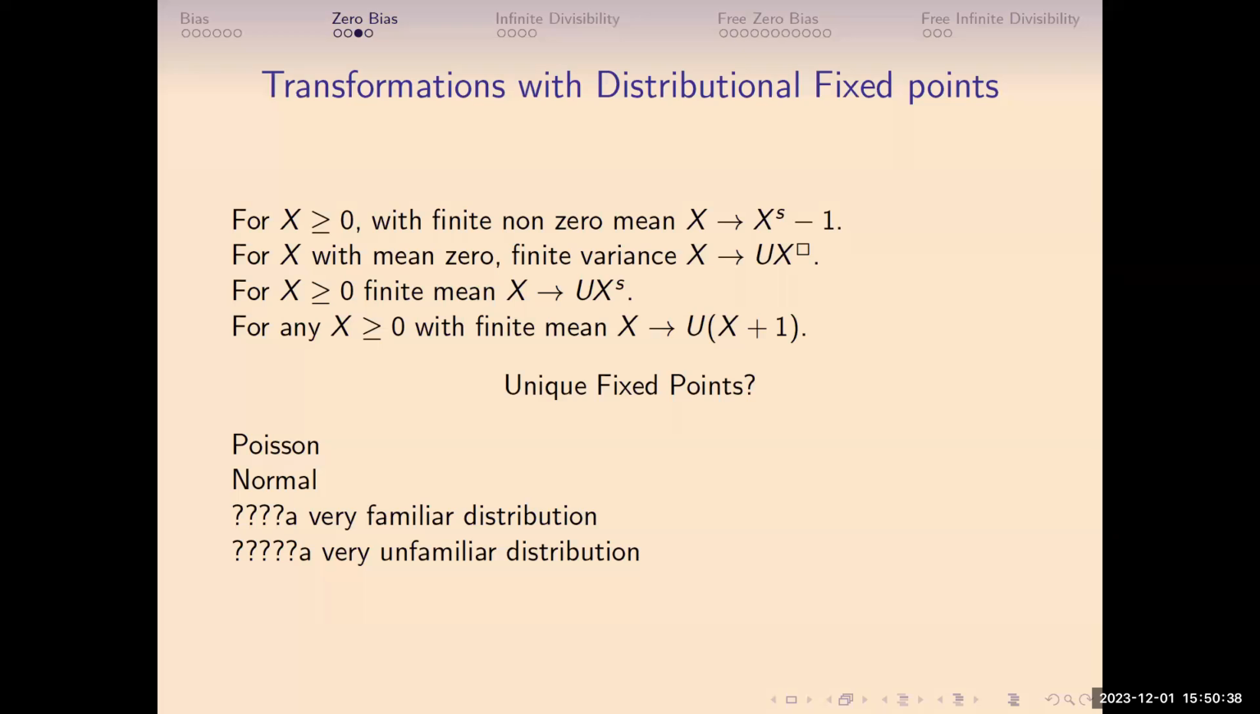Okay, so I guess the message here is that these ideas about studying distributions by fixed point properties can be applied well beyond the normal. Just to give you some broad range of examples, and there are many, many more.